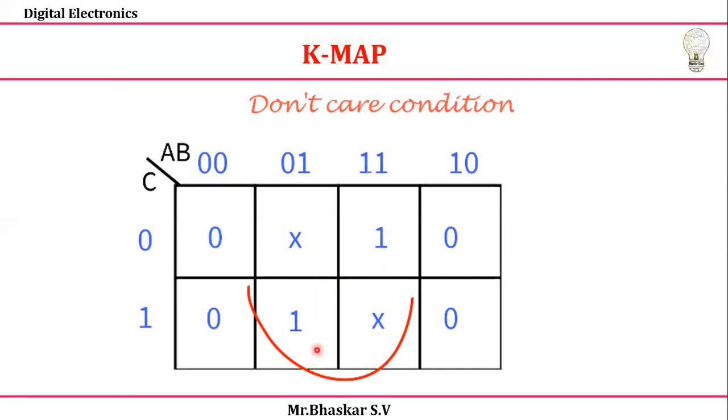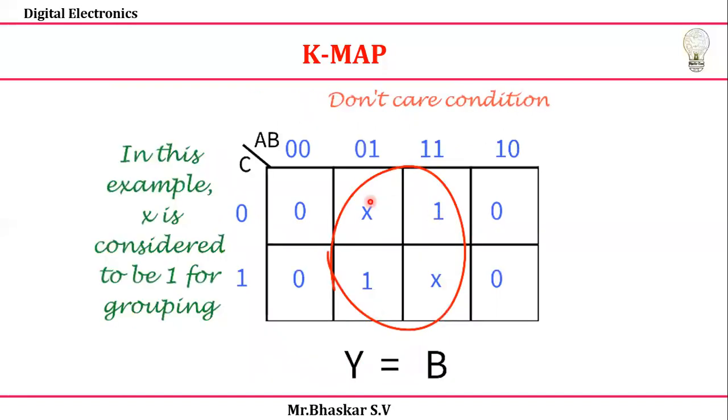So in this case, how to get it? If I'm going to consider the x value as 1, then easily we can group. If I'm going to group these four, grouping is possible, right? In this example, x is considered to be a 1 for grouping.